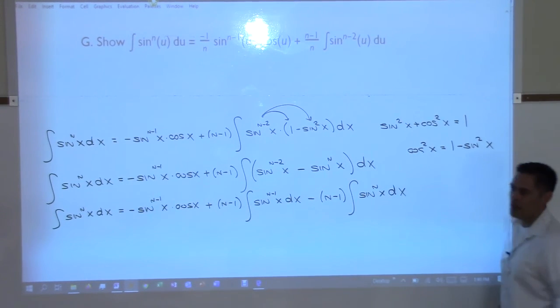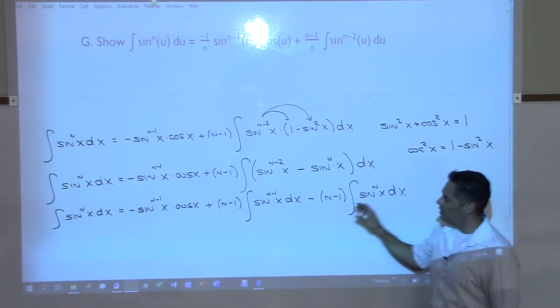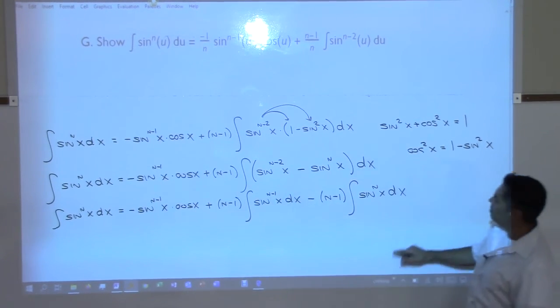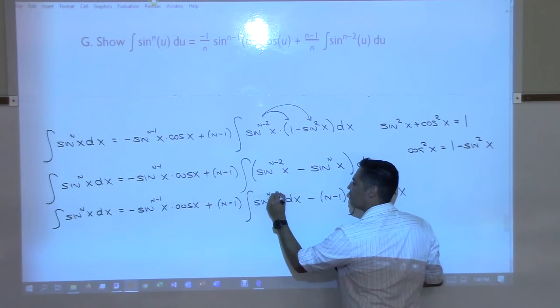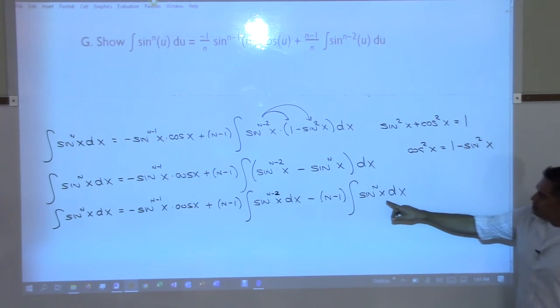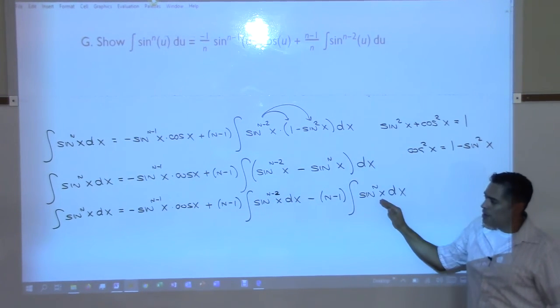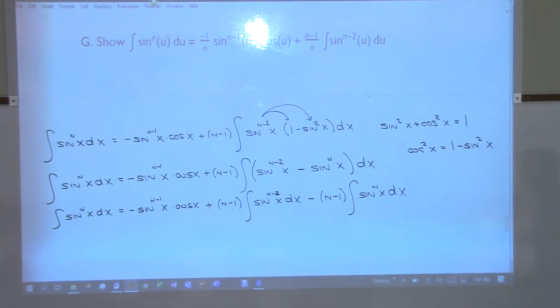Let's just make sure I got that right. I split this into two integrals, right? This one and this one. But the n minus 1, what am I missing? Oh, this one right here. Yes, thank you. N minus 2. There we go. So this one here and this one here, right? But the n minus 1 is in front of both. Does anyone see it?